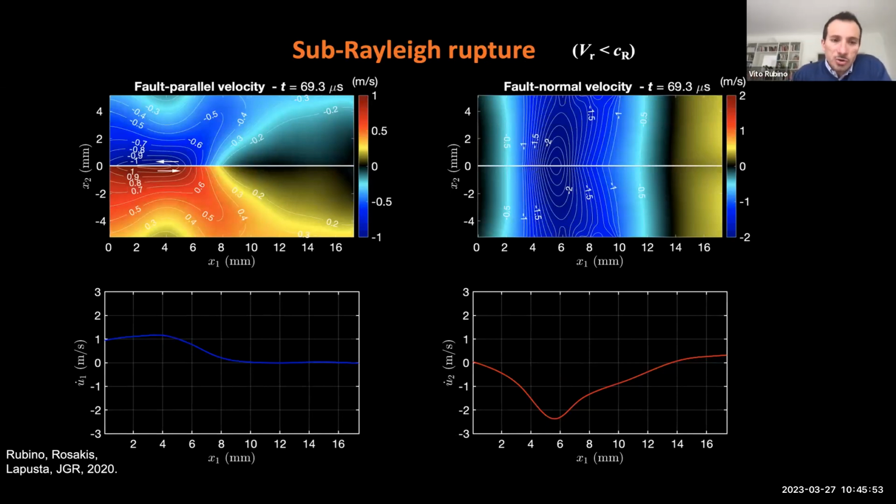If we fix on a snapshot, we can see the rupture tip, and then we can see some compressive and dilatational lobes extending ahead of the rupture tip. And then there is this pronounced motion in the fault normal direction.